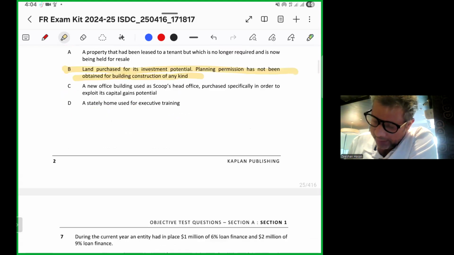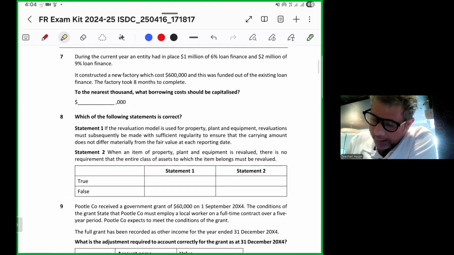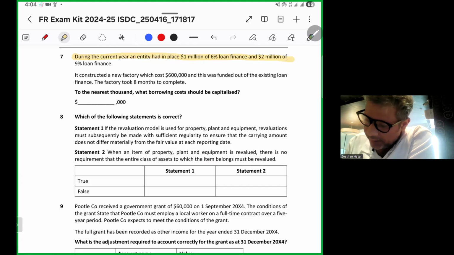Now, next question I have: during the current year, an entity had in place 1 million of 6% loan finance and 2 million of 9% loan finance. It constructed a new factory which cost 600,000 and this was funded out of the existing loan finance. The factory took 8 months to complete. To the nearest thousand, what borrowing cost should be capitalized?